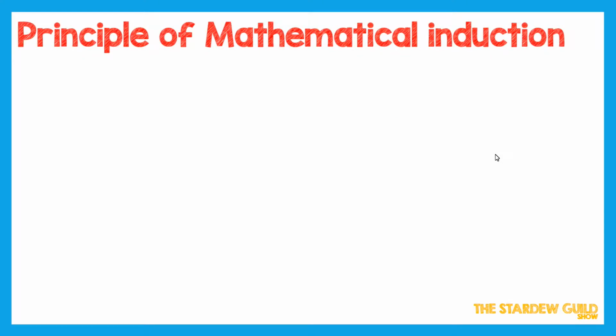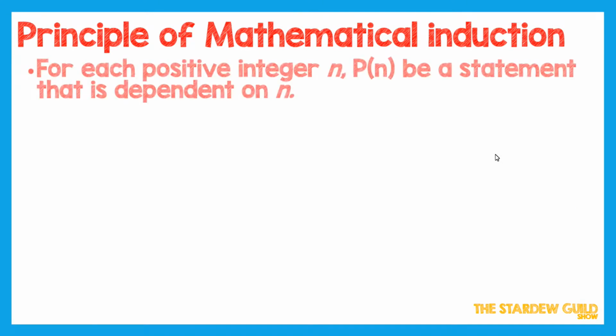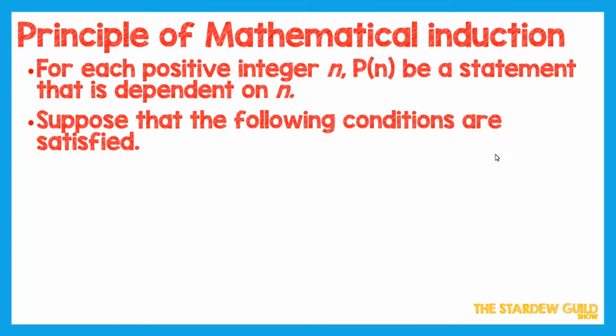So these are the principles of mathematical induction. For each positive integer n, let P(n) be a statement that is dependent on n. So P(n) must be dependent on n for it to be true. Suppose that the following conditions are satisfied. These conditions are the 3 steps for solving mathematical induction. Through these steps, we will identify whether the equation is true or not.